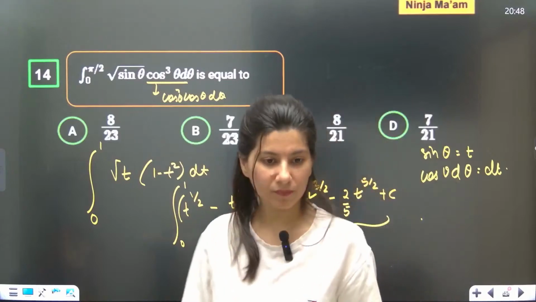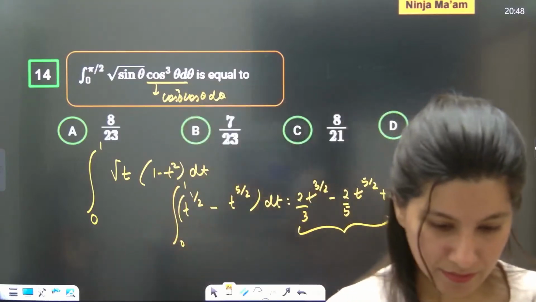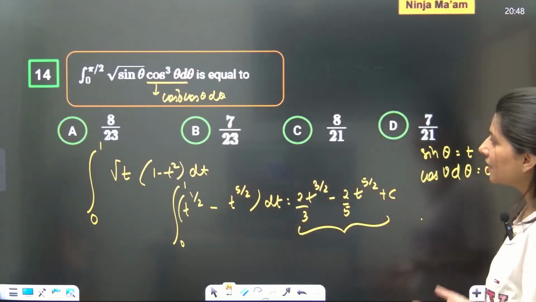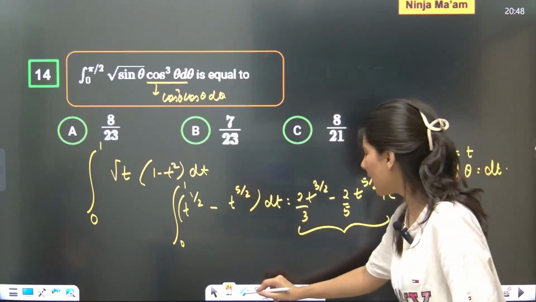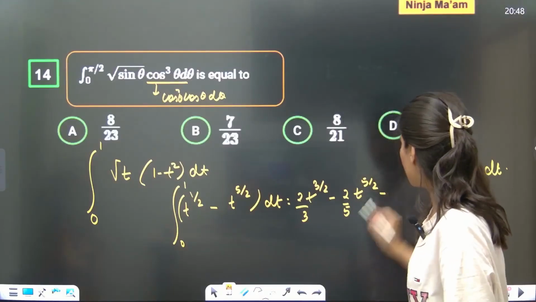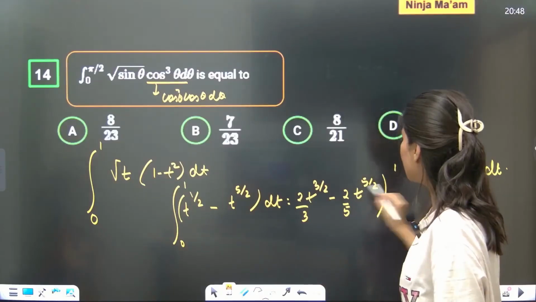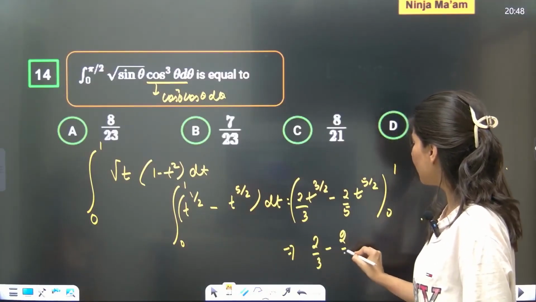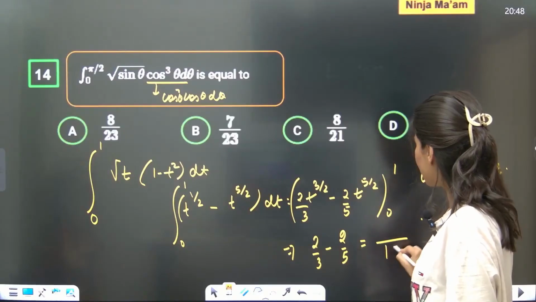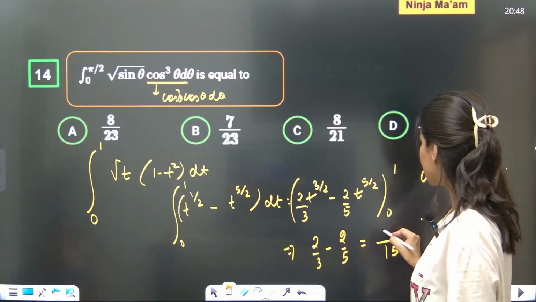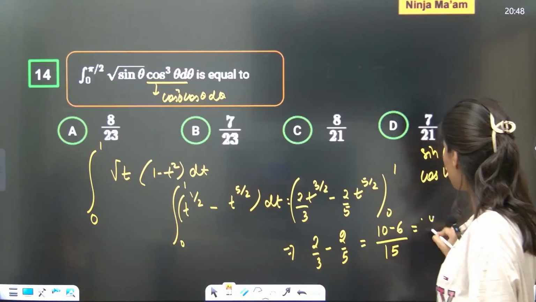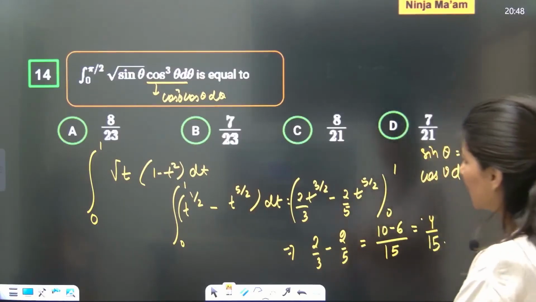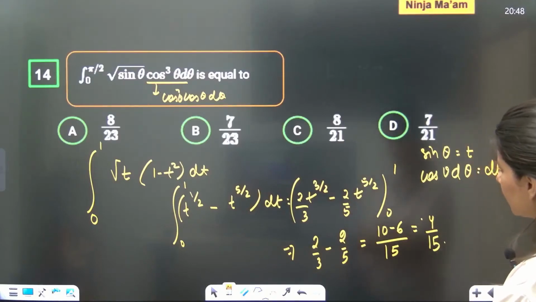Okay? Clear? Chalo. So this is your answer, and you don't have to put plus constant, because 0 to 1 are the upper and lower limits. If you put 1, 2 by 3 minus 2 by 5 is equal to what? 5 3s are 15, 5 2s are 10 minus 6, so this is 4 upon 15.